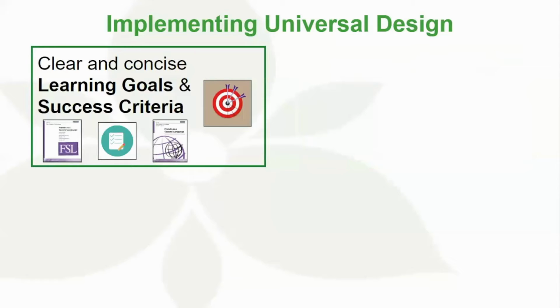Communicating clear, realistic, and attainable learning goals in student-friendly French language will help the students to have a clear vision of what they are learning. Creating clear and concise success criteria with student input will enable the students to understand what skills they need to demonstrate to achieve the learning goal. Success criteria should be written using familiar French words and images to support students' understanding of the expectations.